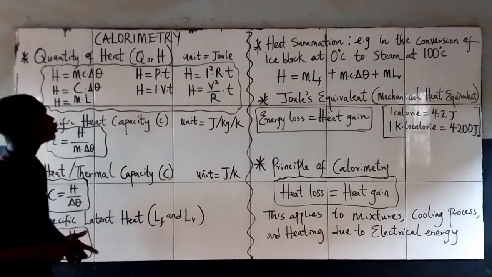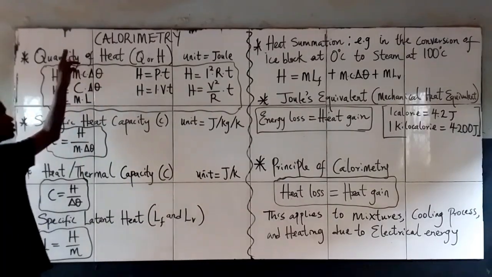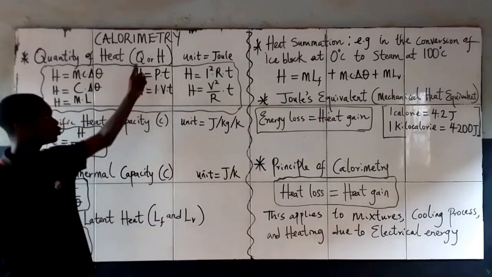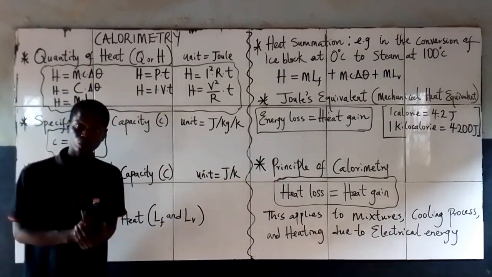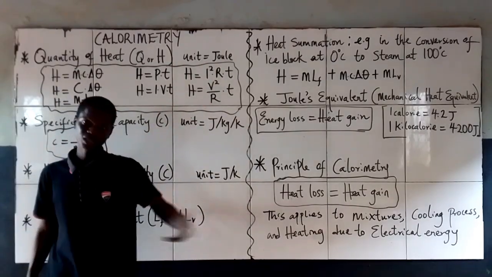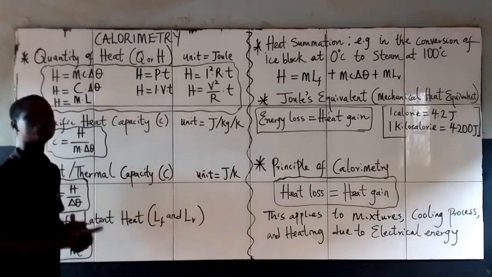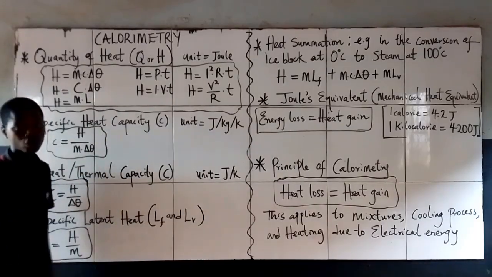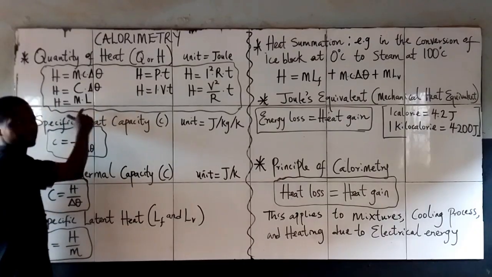Now first things first, you need to know the different formulas in calorimetry. To get the quantity of heat, or simply heat, symbolized by either Q or H, all these formulas that are here, in place of H you can put Q. The unit for quantity of heat is simply the Joule. You can use diverse formulas to get your quantity of heat. You can say heat is equal to m small c times change in temperature, or heat is equal to big C times change in temperature, or heat is equal to m times big L.